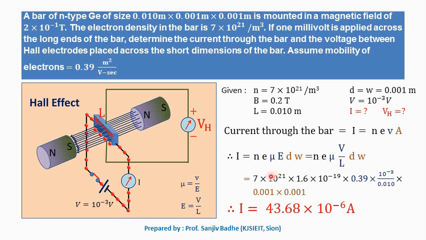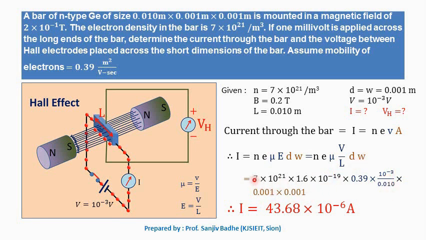N is given to us 7 into 10 raised to 21 per meter cube. e is, we know, 1.6 into 10 raised to minus 19 coulomb. Mu, mobility of electrons, is given to us 0.39 meter square per volt second. V is given 10 raised to minus 3 volts. L is given 0.010 meters. D is also given 0.001 meters and W is also given 0.001 meter.